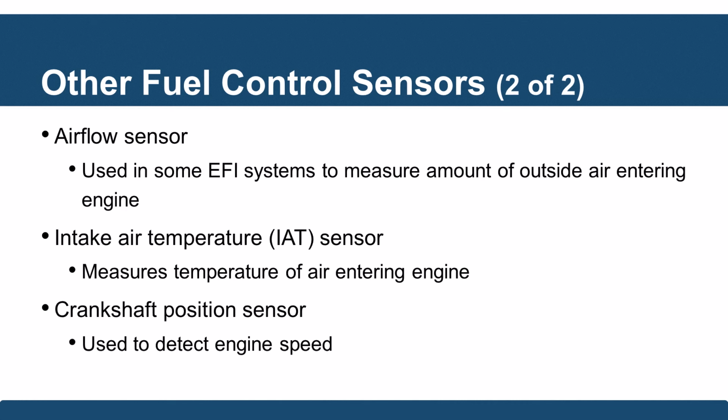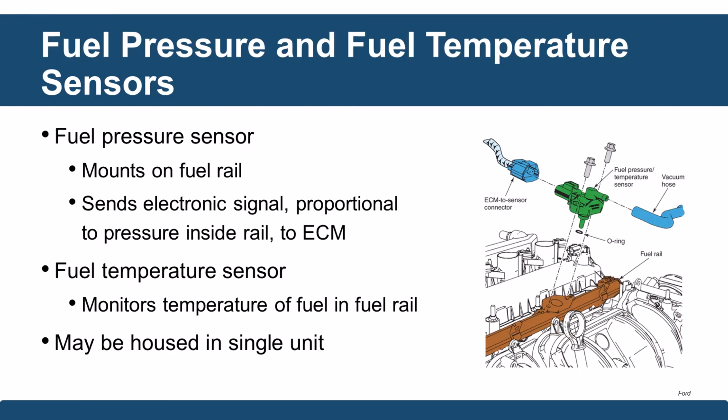Some other sensors: the airflow sensor is used on some electronic fuel injection systems to measure the amount of outside air entering. The most common version of this is the mass airflow sensor that's used on many vehicles. There's also an intake air temperature sensor, and that measures the temperature of the air coming into the engine. Another very critical sensor is the crankshaft position sensor, sometimes known as the CPS, that's used to detect engine speed as well as misfire in many cases. We also have fuel pressure and fuel temperature sensors.